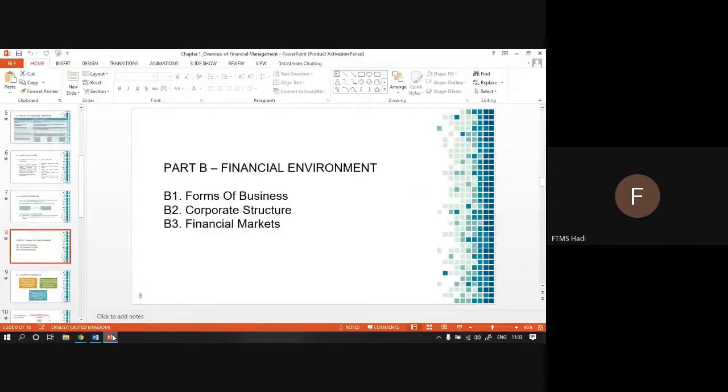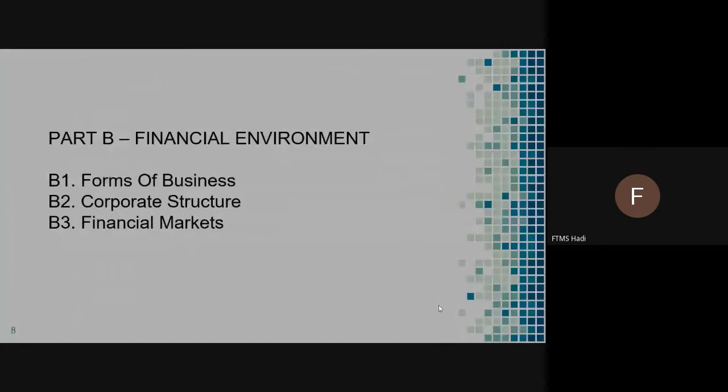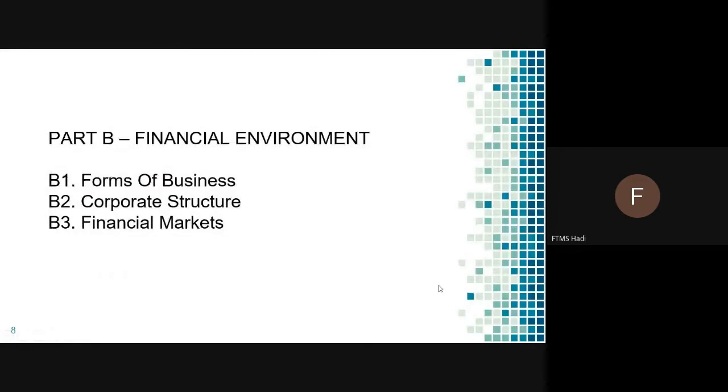The second part is on financial environment. Financial environment means how finance plays an important role in the business environment. So I will introduce to you B1, forms of business, B2, corporate structure, and B3, financial markets.